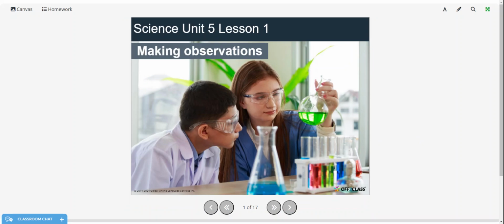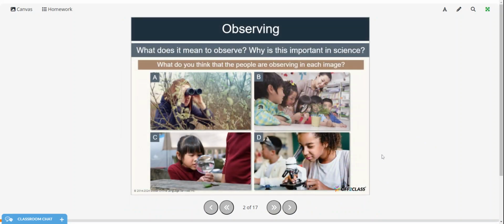This is a B1 level science lesson and today we're going to be talking about making observations. So what does it mean to observe and why is this important in science? You can take a look at these pictures and see if you can figure out what the people are observing.